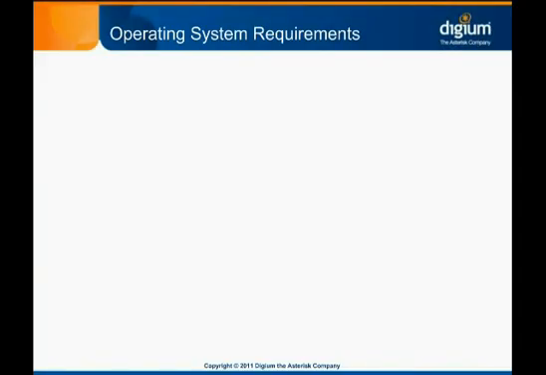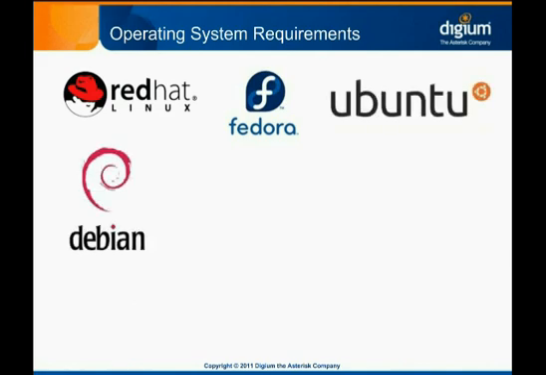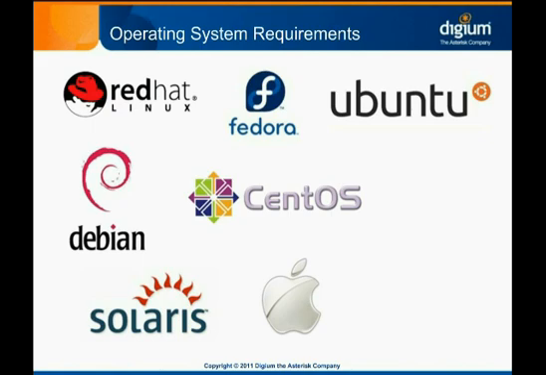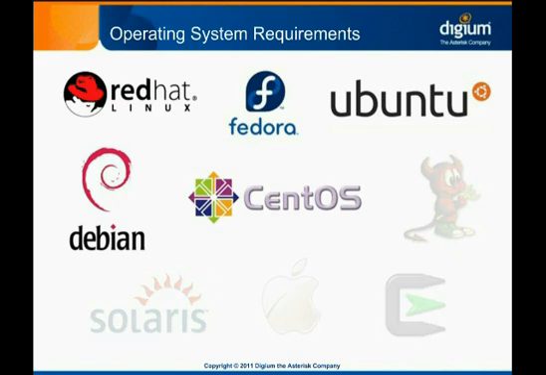Asterisk is supported on many major Linux distributions, including Red Hat, Fedora, Debian, Ubuntu, and CentOS. Asterisk is not constrained to these distributions alone, but these are the most frequently used and tested distributions on which Asterisk is run. Asterisk has been known to run on numerous other platforms, including Solaris, Mac OS X, Cygwin, and BSD variants. However, for production Asterisk systems, we recommend that you stick with one of the supported Linux distributions.